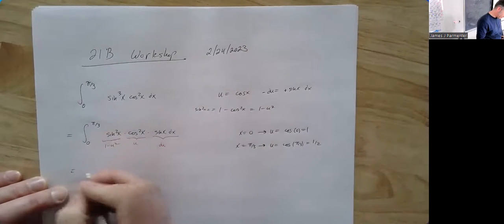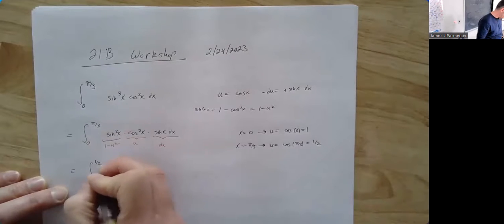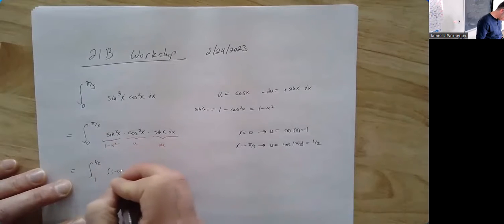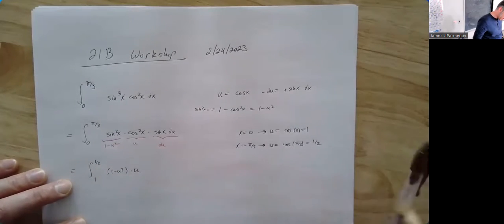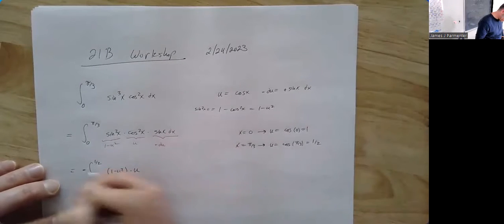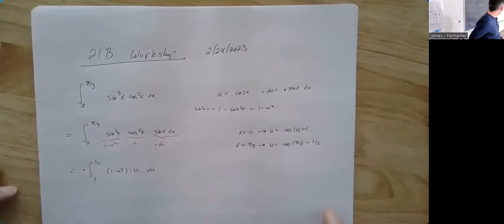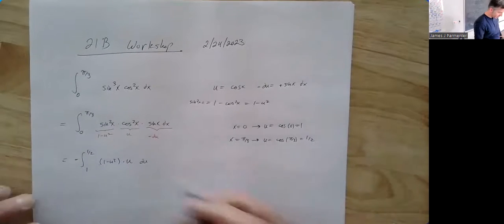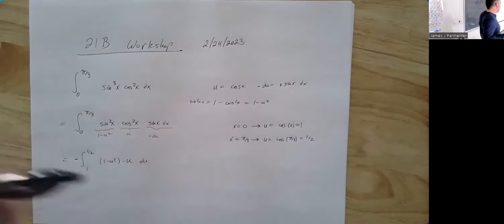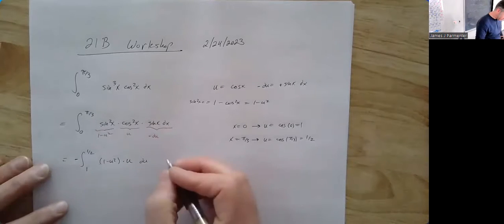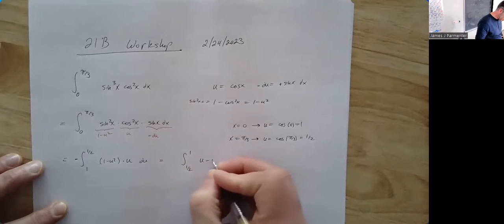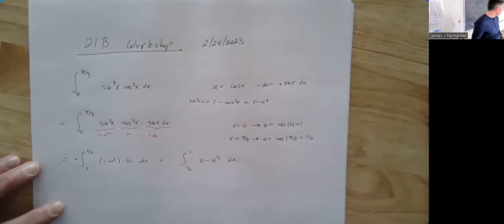So now I would rewrite this as the integral from 1 to 1/2. Yes, it is out of order. That's okay. Of 1 minus u squared times u times a negative du. And I always like to take the opportunity, if my integral is written out of order and I have a negative sign out in front, it really feels like I might as well just change the order and make it positive. So I would rewrite this as the integral from 1/2 to 1 of u minus u cubed du.